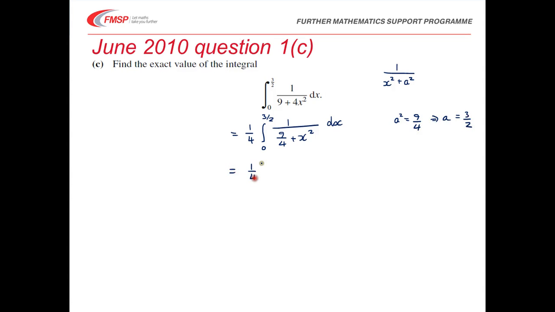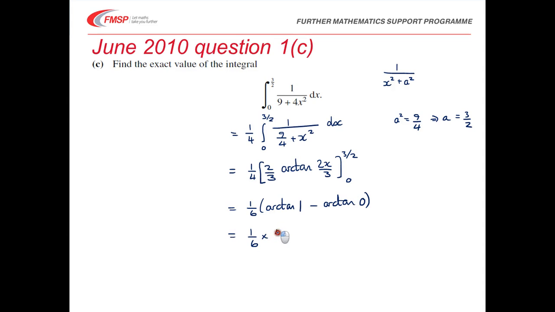Now I can simply use the formula from the formula book, which is 1 over a, so that's 2/3, arctan x over a, so 2x over 3, evaluated between 0 and 3 over 2. So that's 1/4 times 2/3, which is 1/6, arctan of 2/3 of 3 over 2, which is 1, minus arctan of 0. Arctan of 1 is pi over 4, tan of pi over 4 is 1, arctan of 0 is 0, and we end up with pi over 24.